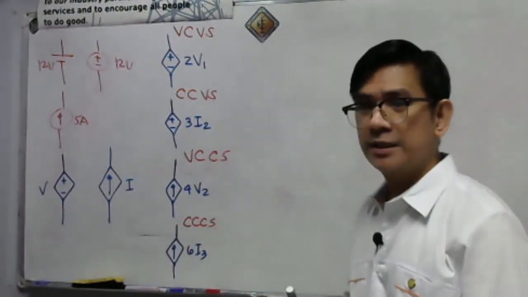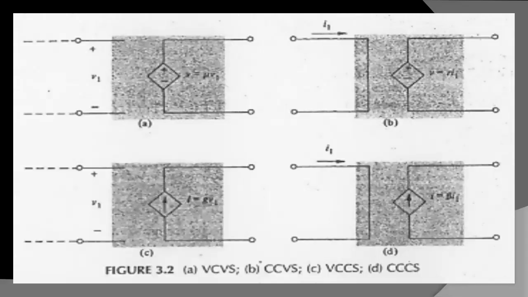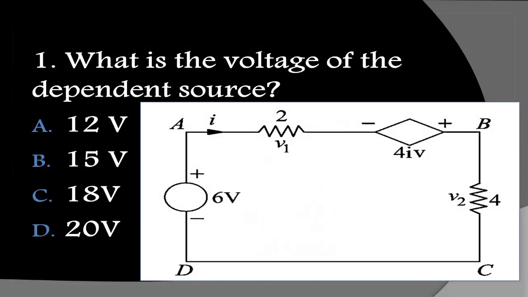Okay, so let us go over with our sample problems. Let us go over with number one. What is the voltage of the dependent voltage source? I will redraw the circuit for number one. So we have here an independent voltage source, which we can replace with this one. Then we have a resistor, then we have a diamond shape.